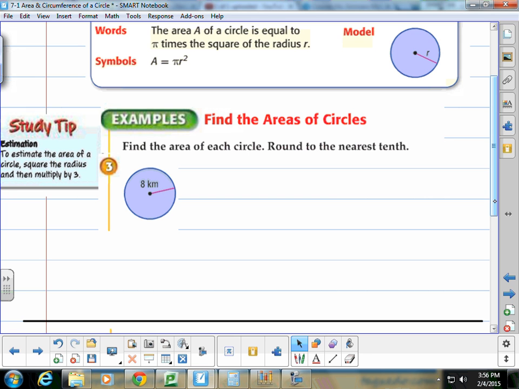So estimating is a little side note. Estimate the area of a circle: square the radius, and then multiply by 3. So if we squared 8, we'd get 64 times 3. It would be a little bit more than 180. So given a circle with a radius of 8, we write our formula.